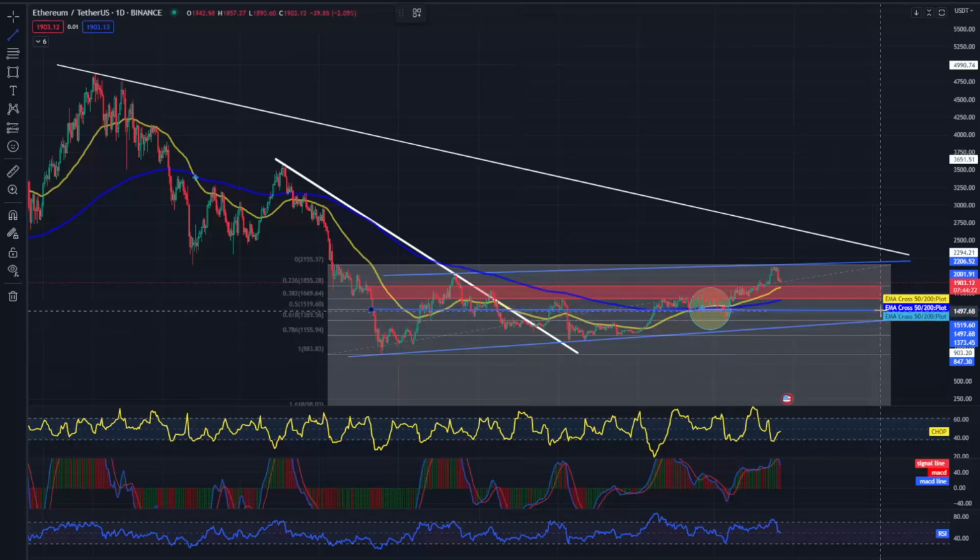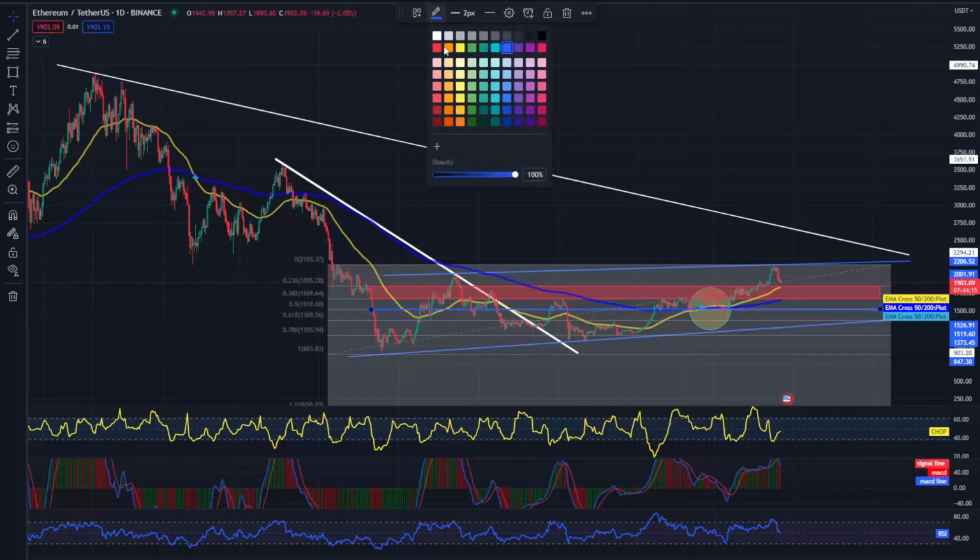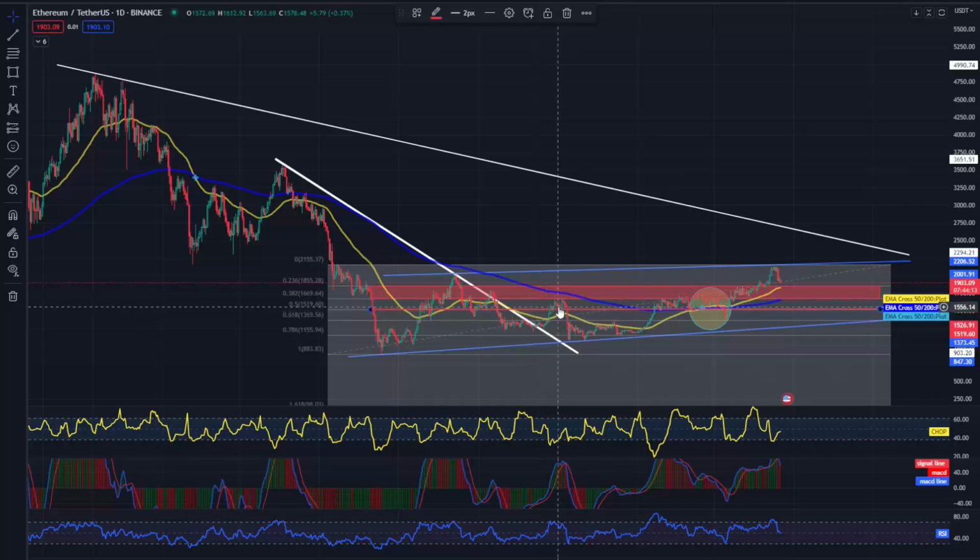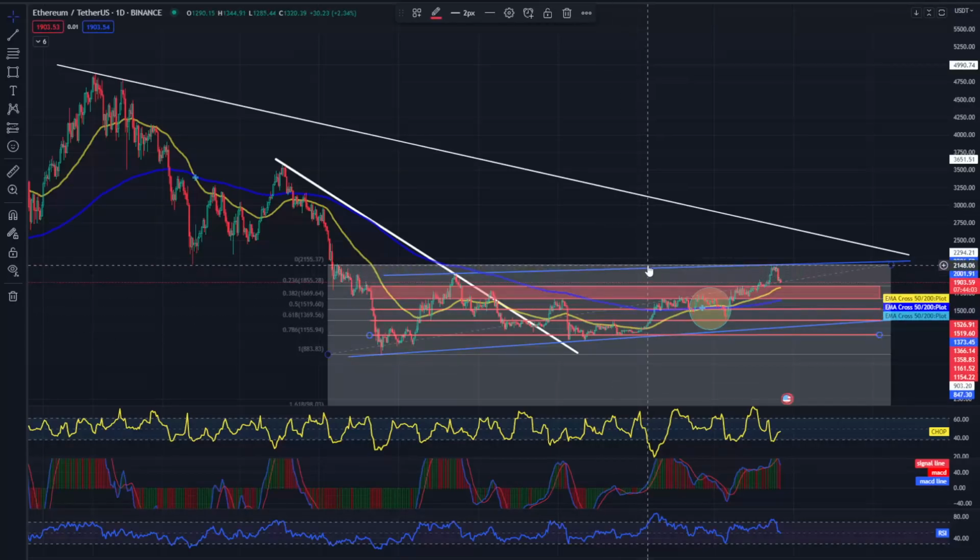But if the price falls below, the next support we have is at $1,520 levels, third at $1,366, and then fourth at $1,154.